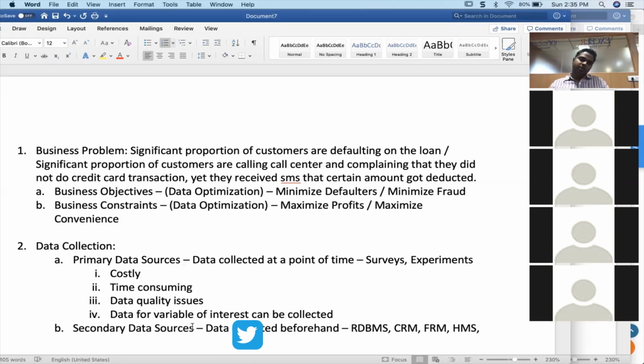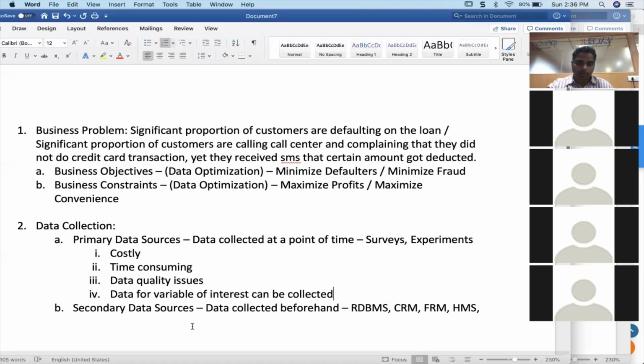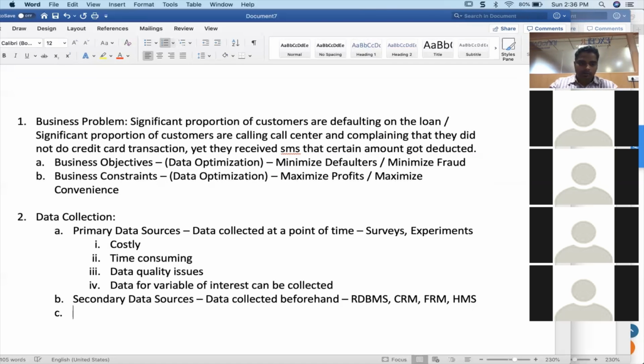Here, in secondary data sources, you do not have certain variables, right? And you conduct a survey or experiment. When you conduct that, you'll get the exact variable, data for the exact variable. So that's a good part. Here, the data is easily available, effortless. It costs you zero. There might be data quality issues here also. You'll do data cleansing. But the exact variable of interest you may or may not have.